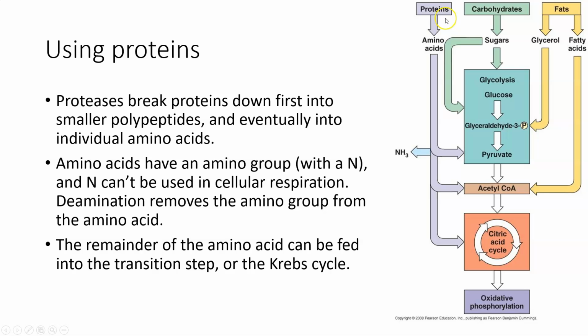The proteins get digested down to amino acids, which have to be deaminated because remember, there's no room for nitrogen in any of this pathway. Once the nitrogen's removed, it really depends on which of the 20 amino acids you have, where it's going to get fed in, and I am not going to make you memorize which specific amino acid gets fed into which part. I really just want you to know they can get fed in either in glycolysis or the transition step or the Krebs cycle, and as long as you know that, then I'm pretty much happy.